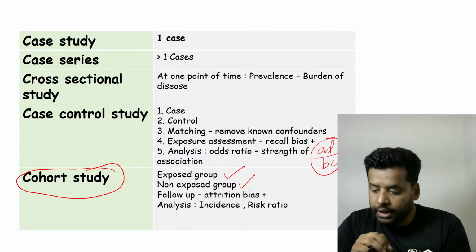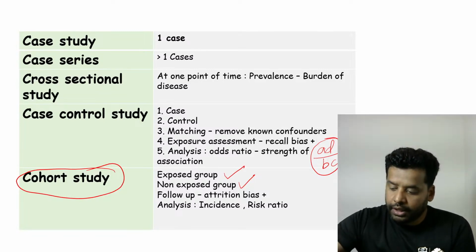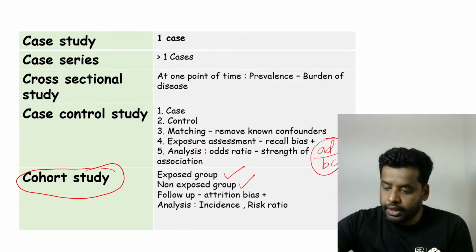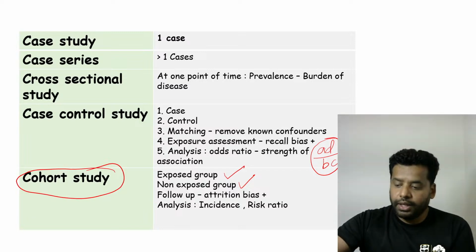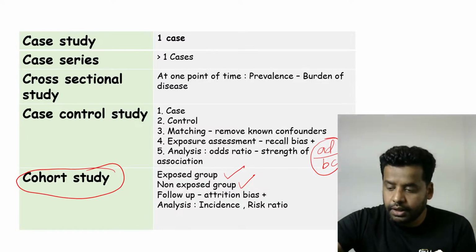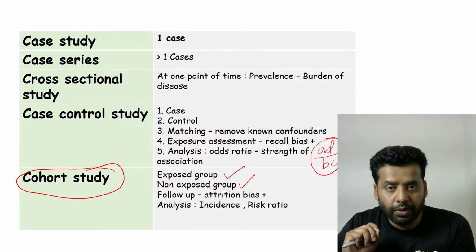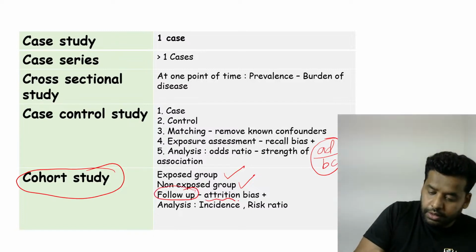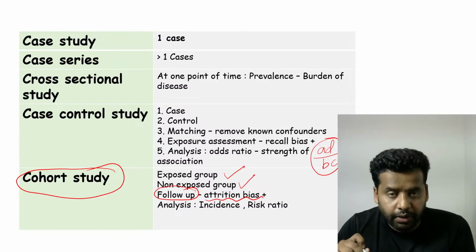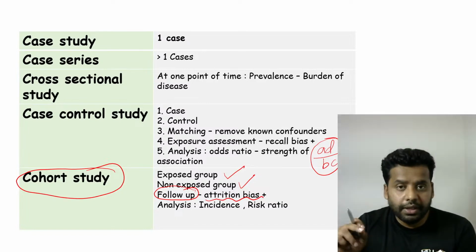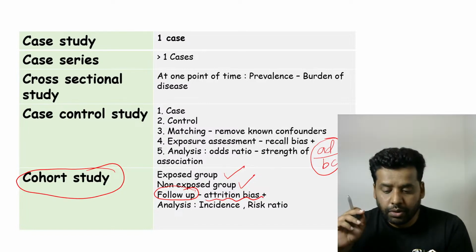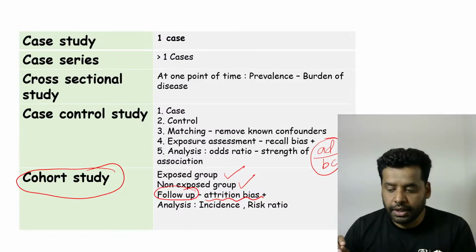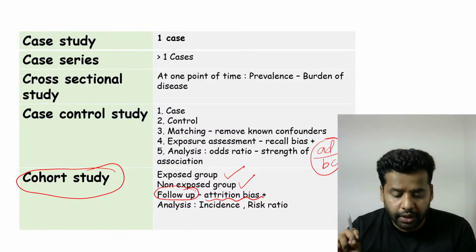So after selecting two groups, you'll be comparing them. What will you be comparing? You'll be comparing the exposure pattern, exposed versus non-exposed. Follow-up should be done. Loss to follow-up will happen. Dropouts will happen. That is attrition bias, which is seen in cohort study.